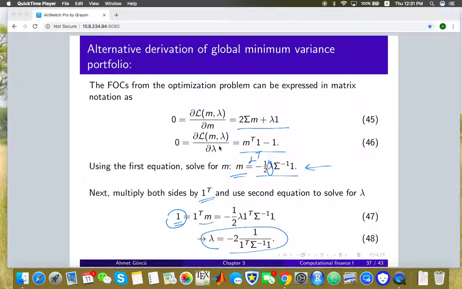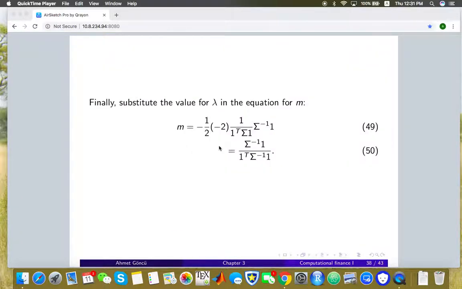Then you can go ahead and substitute back your lambda here, and that is going to give us this whole term. By simplifying these terms, we can get rid of the minus signs. So basically, the optimal portfolio weight can be obtained analytically using this direct substitution method.